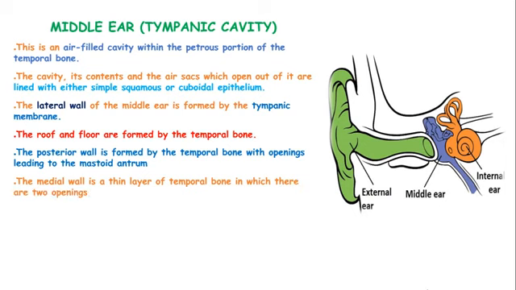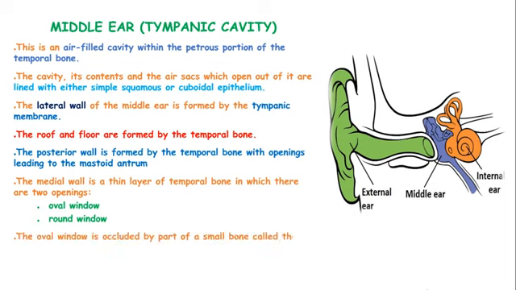The medial wall is a thin layer of temporal bone in which there are two openings, that is, the oval window and the round window. The oval window is occluded by a part of the small bone known as the stapes, and the round window by a fine sheet of fibrous tissue.